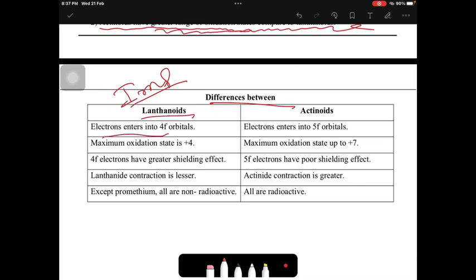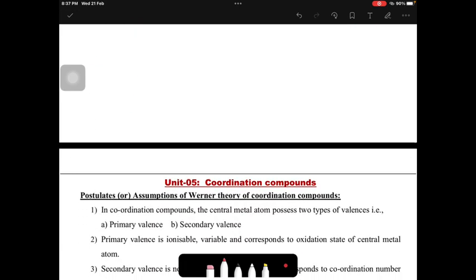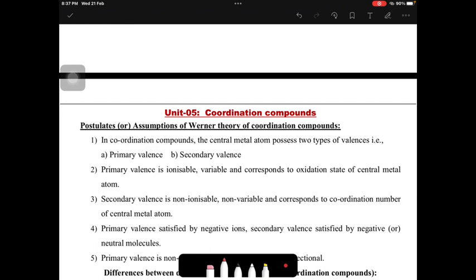In lanthanides, electrons enter the 4f orbitals; in actinides, the 5f. The maximum oxidation state of lanthanides is plus 4, and of actinides plus 7. 4f electrons have a greater shielding effect, while 5f electrons have a lesser one. Lanthanide contraction is lesser, actinide contraction is greater. Except promethium, all lanthanides are non-radioactive, whereas all actinides are radioactive. That's it about d and f block elements.